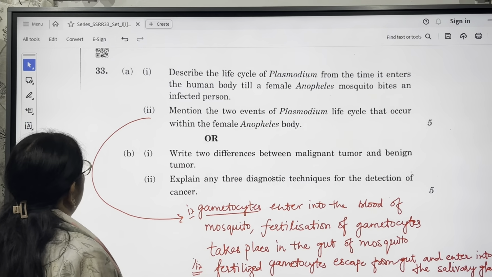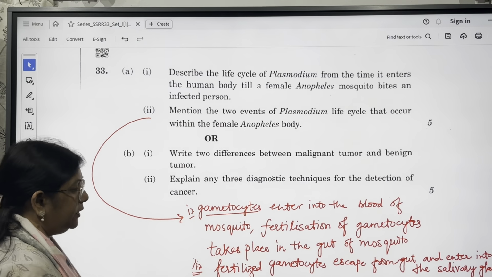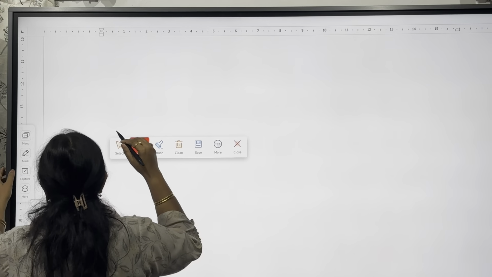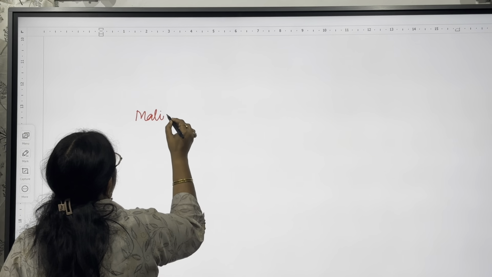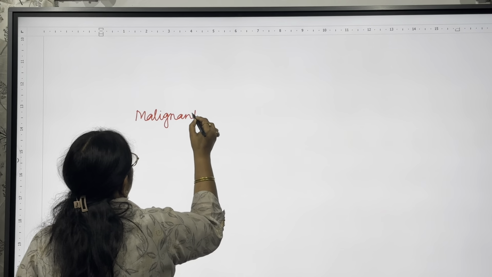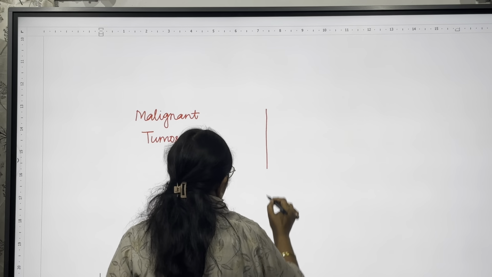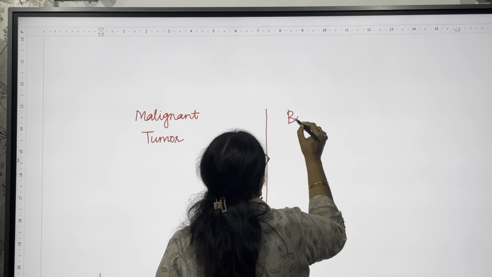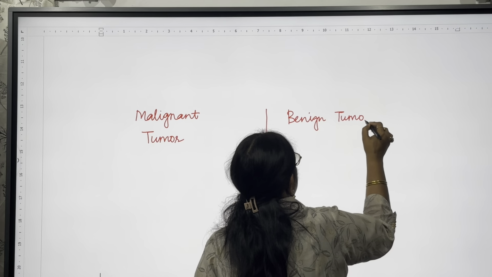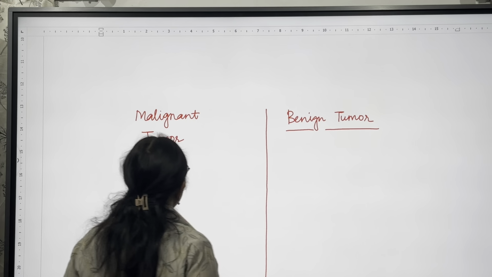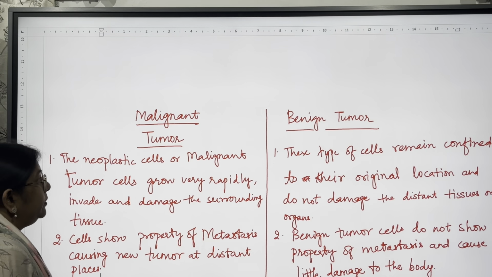Next is, there's a choice. Write two differences between malignant tumor and benign tumor. Very simple. Malignant tumor and benign tumor. So you had to write these two differences between the malignant tumor and benign tumor.